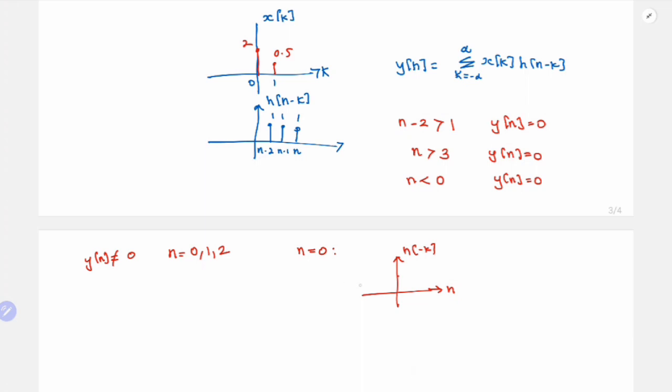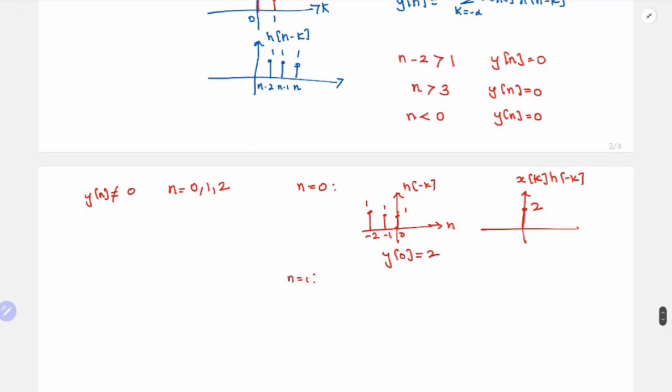So you have to just substitute 0 here. Minus 2, minus 1, 0. So it will have 1, 1, 1. So this you have to multiply with h of k. And what you will remain is only this 2. Right? When you sum it up, again you will get 2 only. So x of k into h of minus k will be just this 2. So your y of 0 is equal to 2.